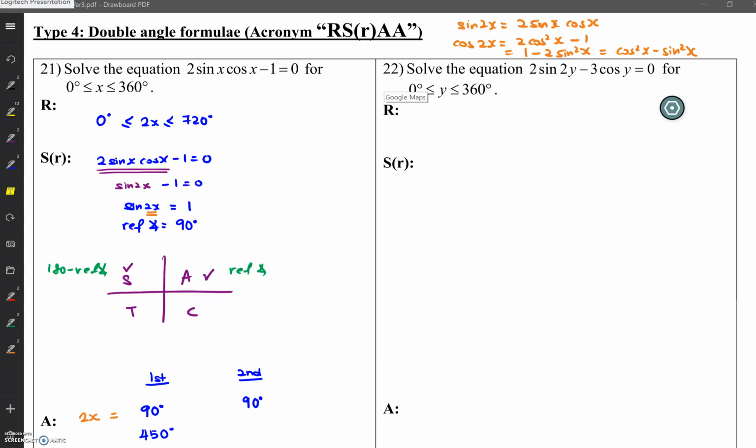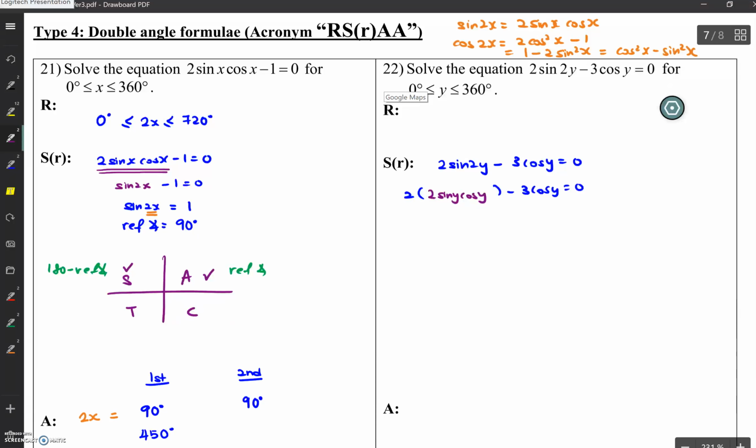So for sine 2y, there's only one possibility, so I'll just do a swap first. I'll leave my range alone in case I need to find the range for 2y, which I'm not sure yet. Okay, so I'll just write down the equation. The first step is simply to do our conversion first. So you write this as 2 sine y cos y. Then we will just do our simple expansion where you will get this equation.